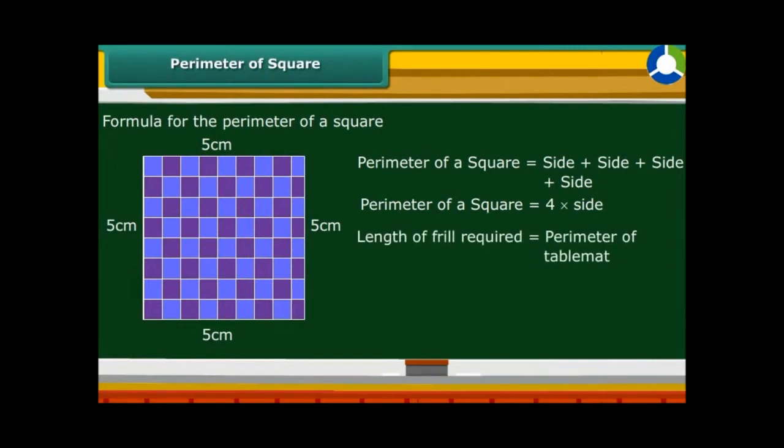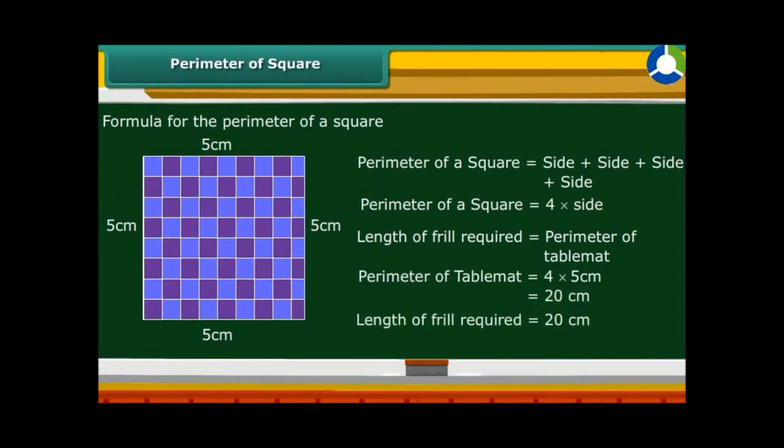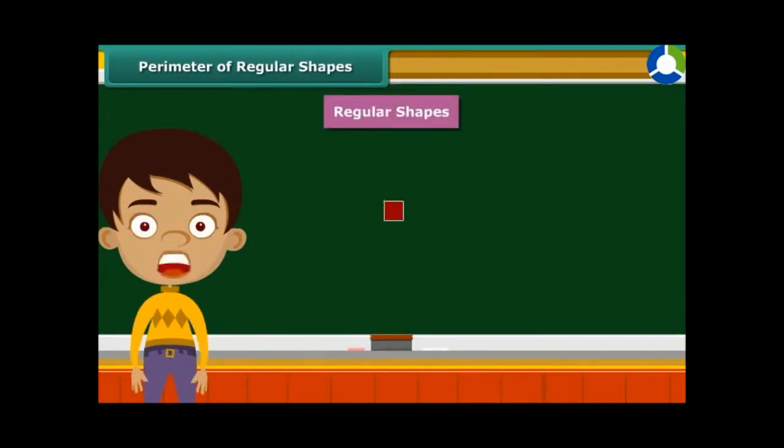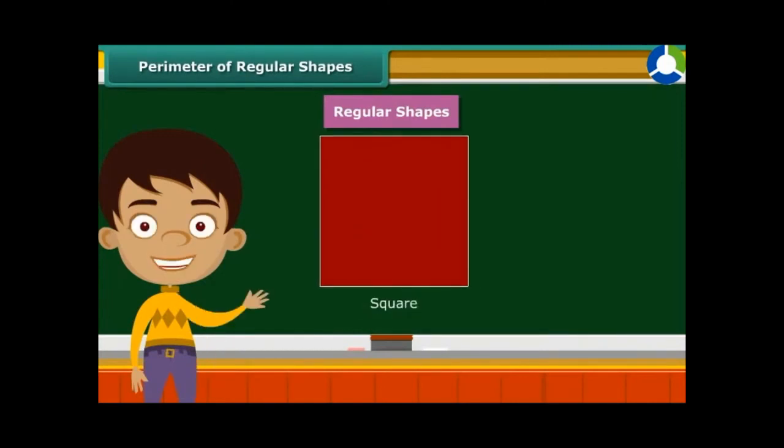The length of the frill required is equal to the perimeter of the table mat. The perimeter of the table mat is 20 centimeters. Therefore, 20 centimeters long frill is required. Shapes that have all sides of equal length and all angles of equal measure are known as regular shapes. Square is a perfect example of regular shapes.